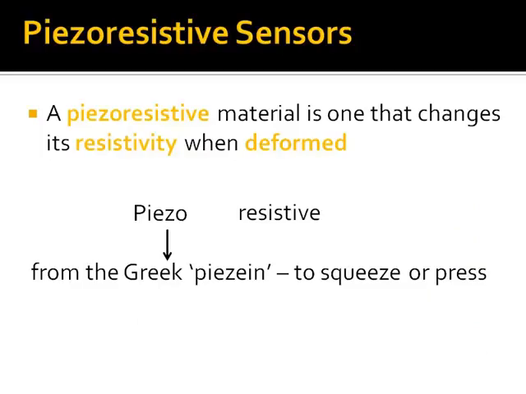Now, let's take a look at a different kind of resistive sensor, a piezoresistive sensor. A piezoresistive material is one that changes its resistivity property when it is deformed. In fact, the word piezo, which we will see cropping up again when we talk about different kinds of sensors such as piezoelectric sensors, means to squeeze or press. Piezo sensors of all different kinds are sensors that change an electrical property when they are squeezed or pressed or deformed.